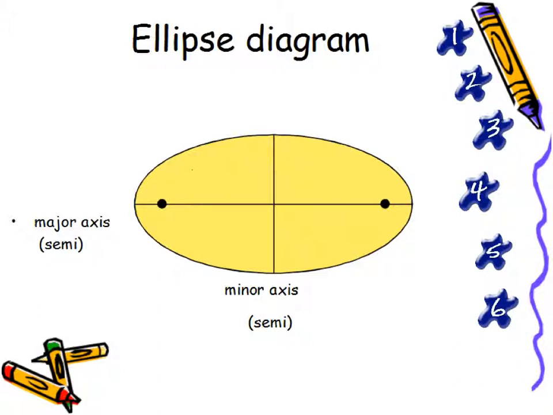The vertices are the two points where the major axis hits the ellipse. So those two blue dots there, those would be the vertices. These two points here are called the co-vertices. They're not on the major axis, but they are on the minor axis. So the blue ones are the vertices, pink ones would be co-vertices. All right, let's look at graphing an ellipse.